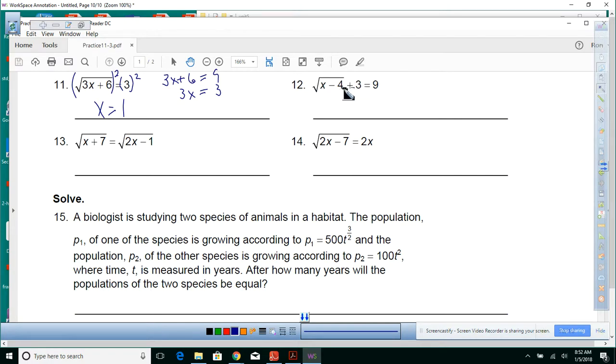Over here, it's easier to go ahead and subtract 3 from both sides. So you get the square root of x minus 4 equals 6. Square both sides, and you get x minus 4 equals 36. Then add 4 to both sides, and you get x equals 40. You can do that in a calculator, too.